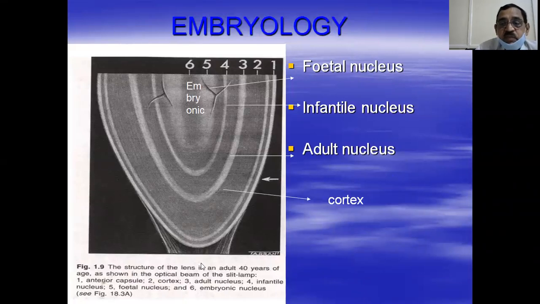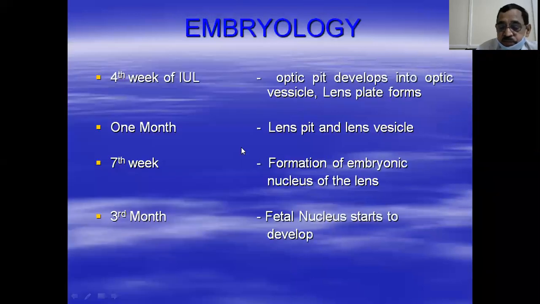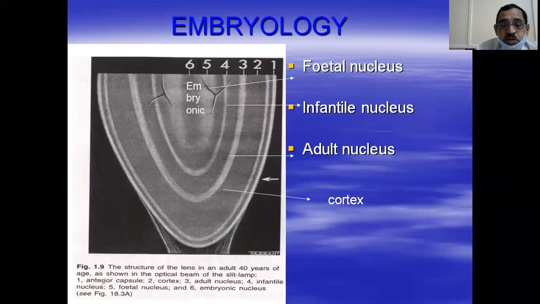You see here, this is the lens capsule, and this is the adult nucleus, and the third one, actually the fourth one, is the infantile nucleus, and the fetal nucleus is there, and finally in the center you see the embryonic nucleus.